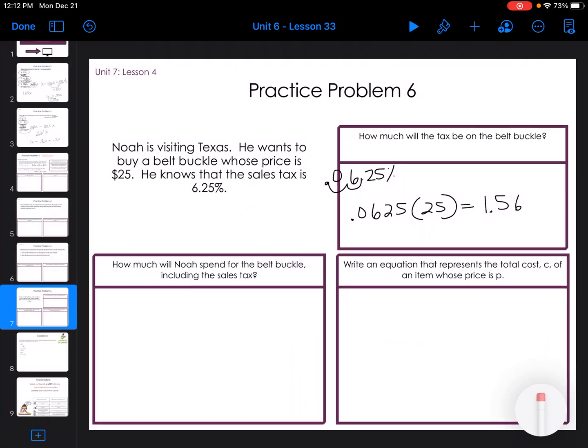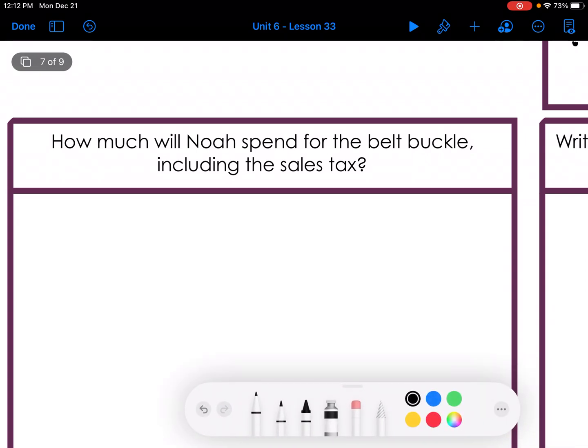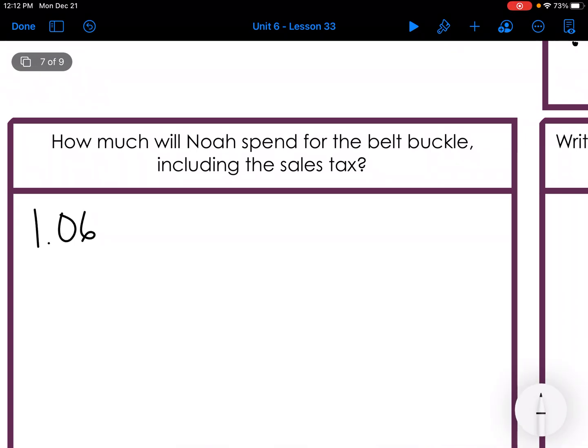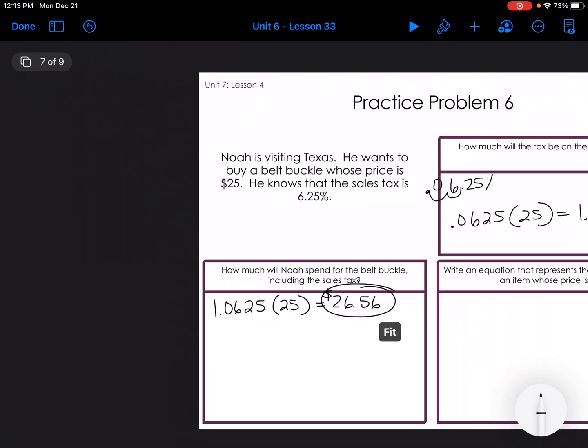All right, how much will Noah spend for the belt buckle including the sales tax? Okay, so that would be 1.0625 times 25, right? Because I'm adding it because a tax is an addition. So 1.0625 times 25, I get $26.56 because that extra digit I can't have because money has 2 places behind the decimal.